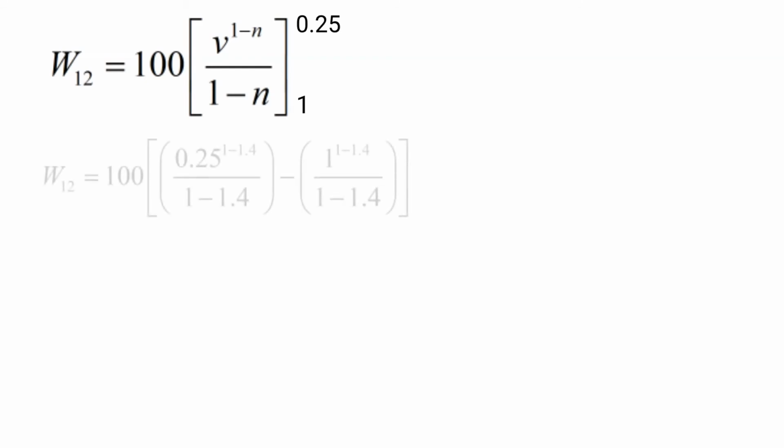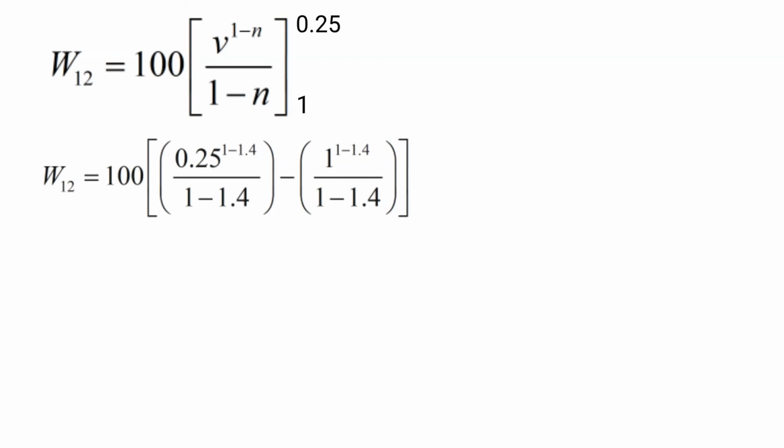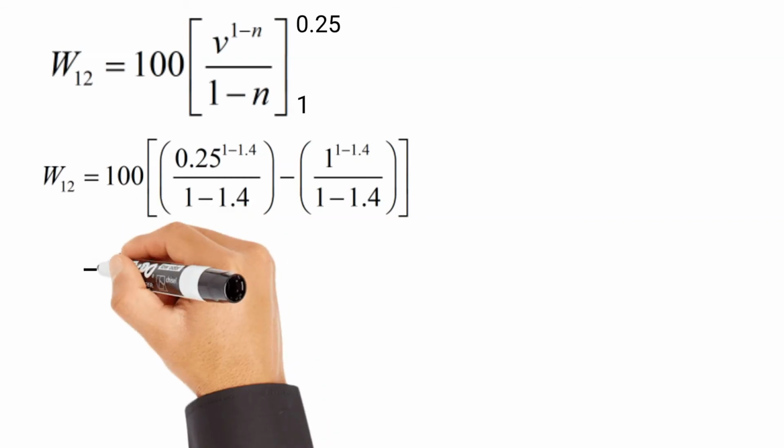So we substitute the value of K, which is 100 kilonewton per meter cube, from our limit 1 to 0.25. So at this point, we're going to put the value of 0.25, then the value of 1 into the equation. So when you put 0.25, you have 0.25 raised to power 1 minus 1.4, n is 1.4, all over 1 minus 1.4, minus the same thing, 1 raised to power 1 minus 1.4, all over 1 minus 1.4.